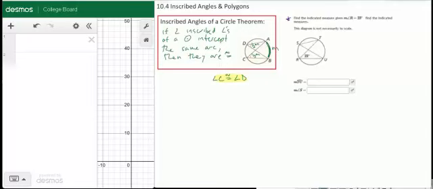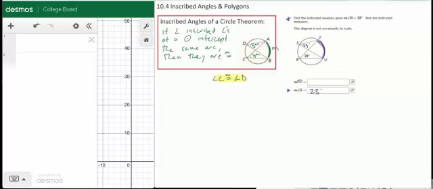So there may be questions where you're just being asked to find one of these and not both. If that's the case, if you need to know what angle S is, angle S inscribes or intercepts the same arc as the inscribed angle R, so that means they're going to be the same. So you can identify that.